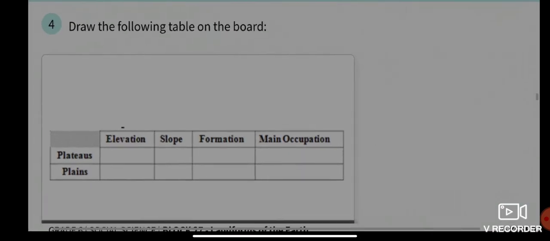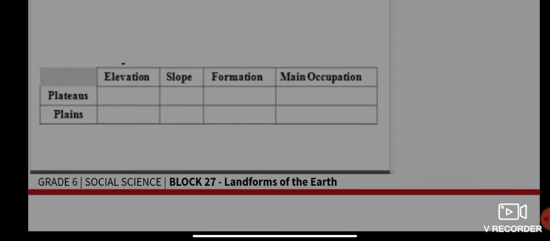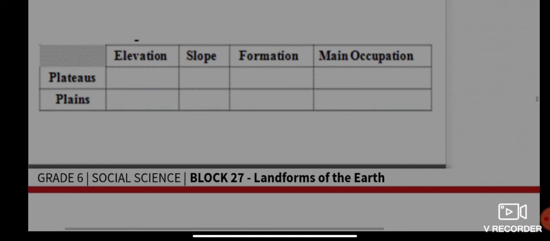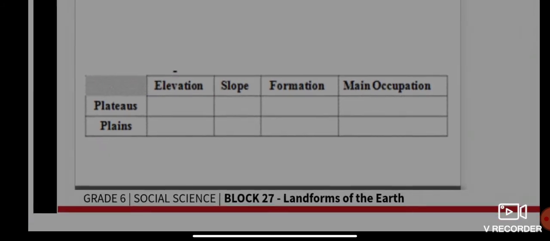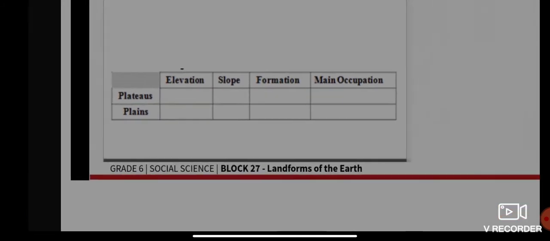Now I want all of you to draw the following table into your notebook. Okay. Alright, this is the table that you have to note down in your notebook. You can pause the video and copy the given table into your notebook. Plateau, plain, elevation, slope, formation, main occupation. Alright, I hope you are following me.